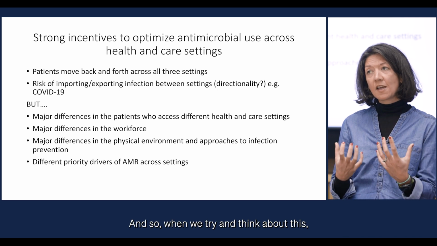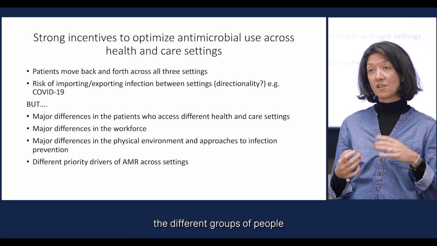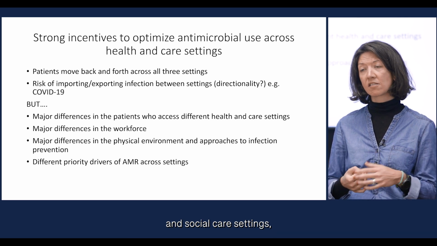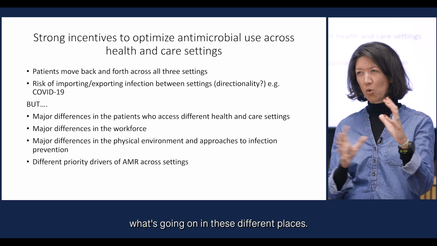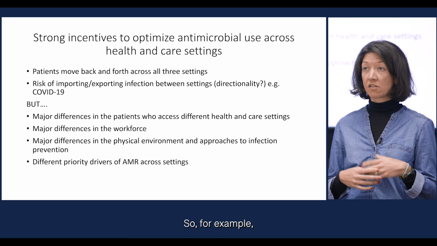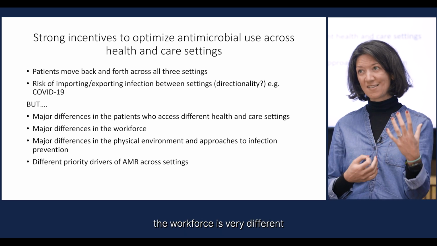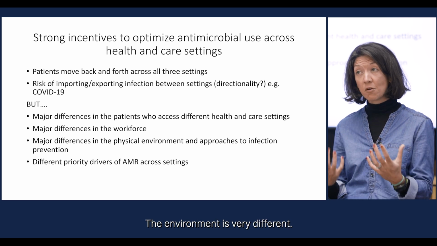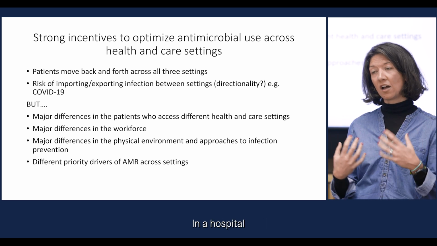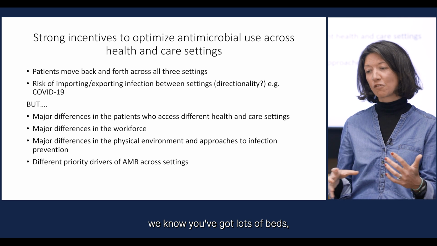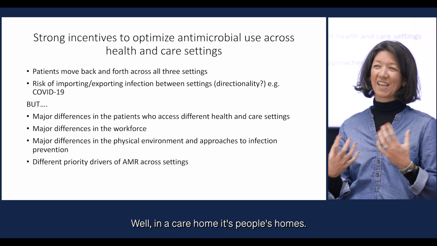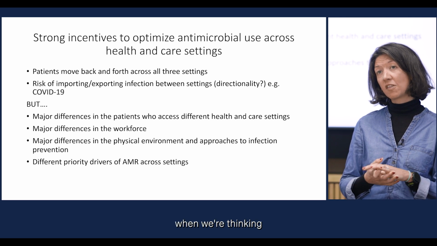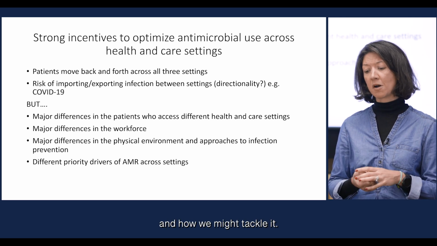And so when we try and think about this, we really need to consider the different groups of people that are accessing these different health and social care settings. But we also need to think more broadly about what's going on in these different places. So, for example, the workforce is very different in primary care, in hospitals, in care homes. The environment is very different. In a hospital, we know you've got lots of beds, you've got lots of nursing staff. Well, in a care home, it's people's homes. And so we've got to think about all of those things when we're thinking about the problem of AMR and how we might tackle it.